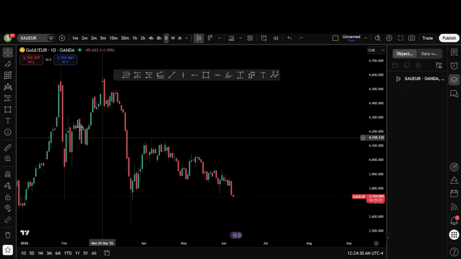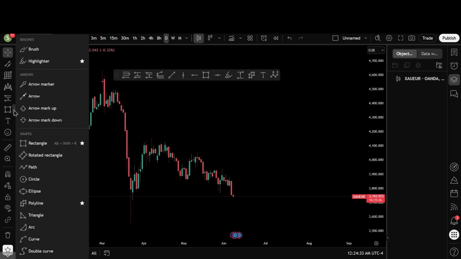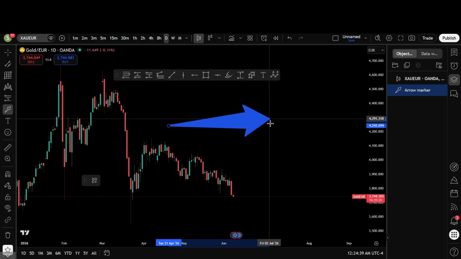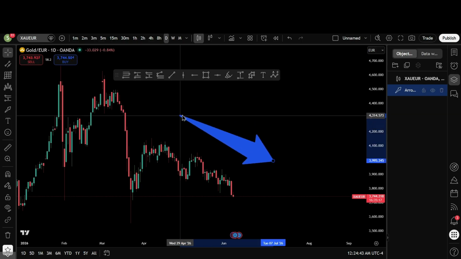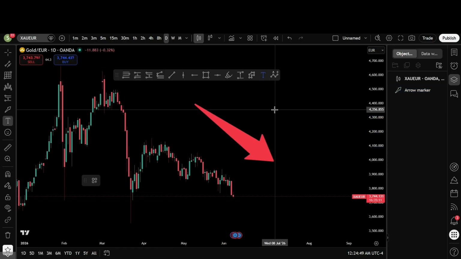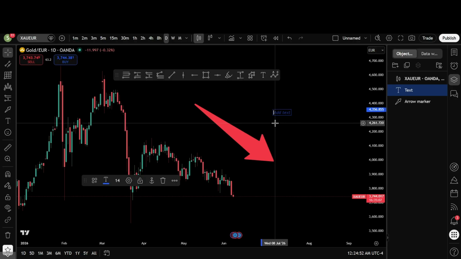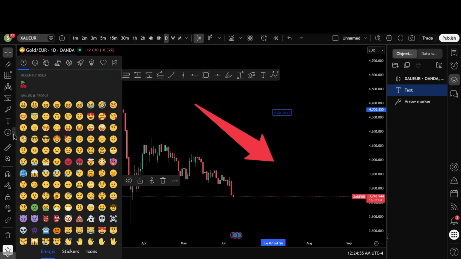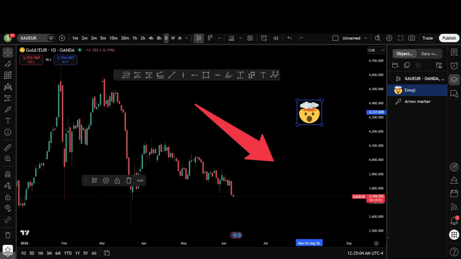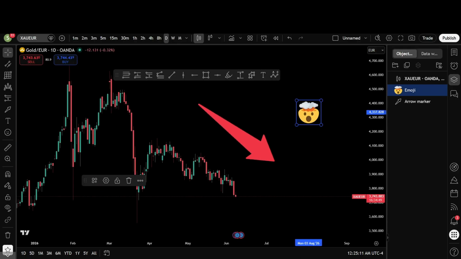This is the Shapes and Annotation tool group on TradingView. The first icon is for drawing rectangles or ellipses, which helps you mark important price areas. The second icon is for adding text notes, so you can write your thoughts or explanations directly on the chart. The third icon is for fun symbols, which you can use to highlight entry points, breakout areas, or important zones visually.